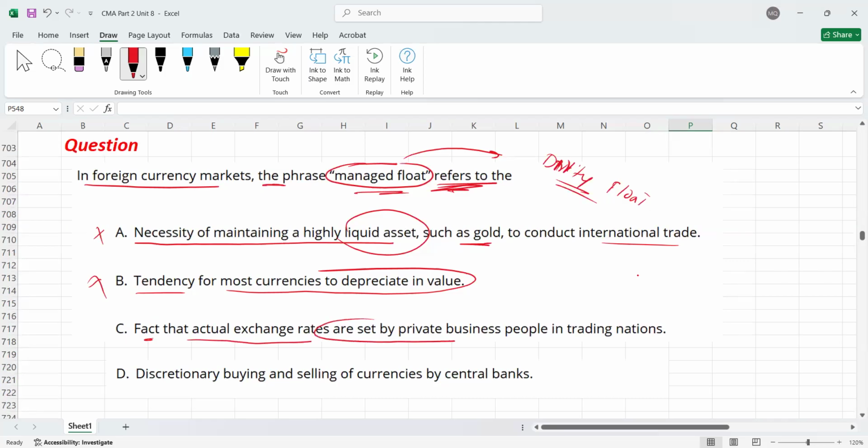Three, now see, again, the managed float refers to the fact that actual exchange rates are set by private business people. No, not by private business people. Rates are decided by demand and supply or market forces, but government will intervene if the rates are trying to go beyond the ranges. So this is also incorrect.